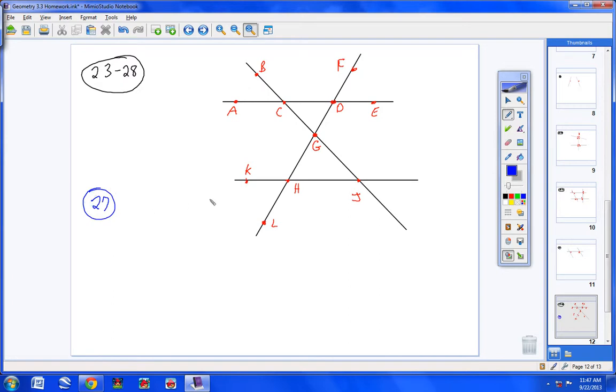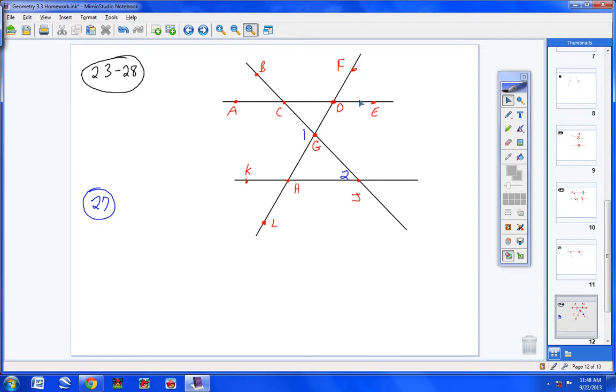All right, number 27, C, G, H. So I go to C, to G, and then down to H. So this angle right here, we're going to call angle number 1. And then 27 says angle G, J, H. So G down to J and then over to H. So that angle right there, we're going to call angle 2.